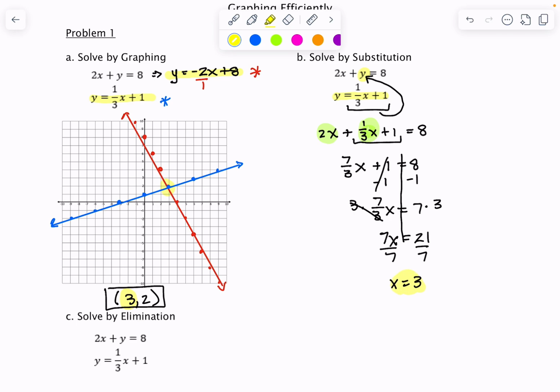But with substitution, I now have to go back into the problem and plug the 3 in. So I'm going to go ahead and pick this second equation.